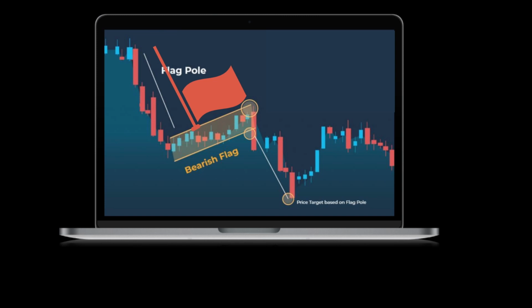Once we have identified the flag of the bear flag pattern, we will look for a breakdown below the lower trend line on the channel. This is the signal that the Forex pair is likely to continue its downward trend, providing a potential selling opportunity for us. Now let's go to a chart.